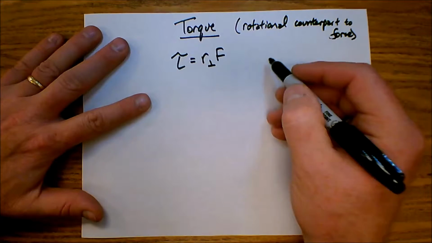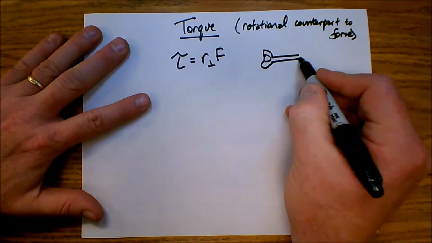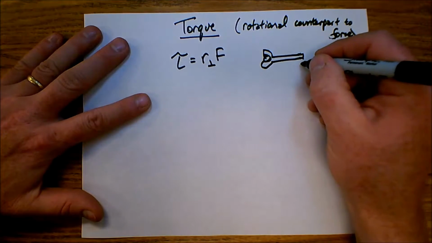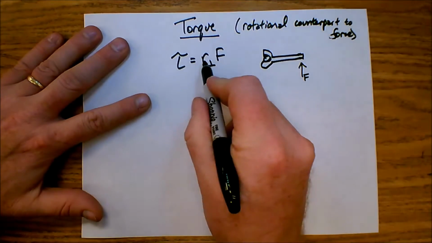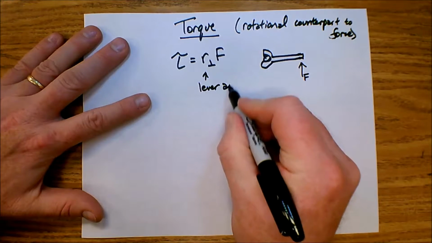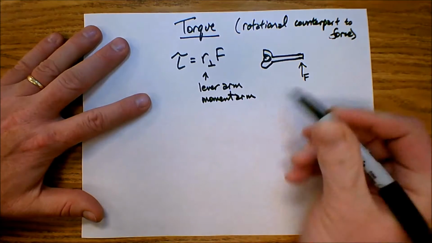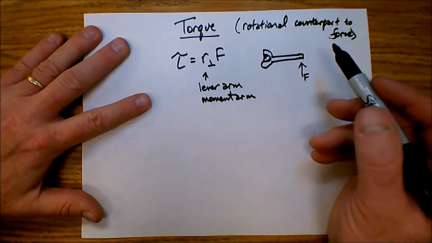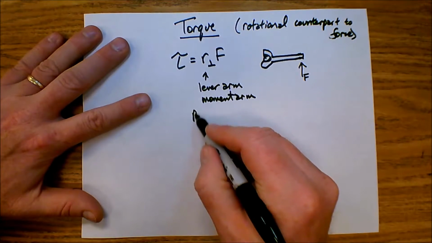Now, what does that mean, r perpendicular times the force? Well, picture a wrench, and there's a nut here, and there's a wrench. If I apply a force at the edge here, r perpendicular is called the lever arm, or sometimes the moment arm, or the perpendicular radius. It's the perpendicular distance from the axis of rotation to the line of action.